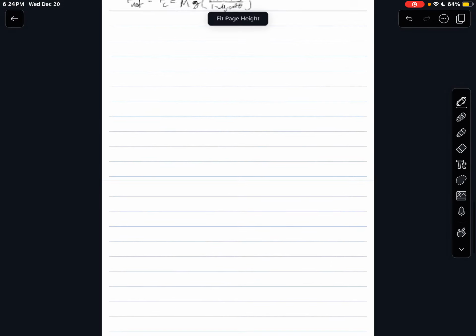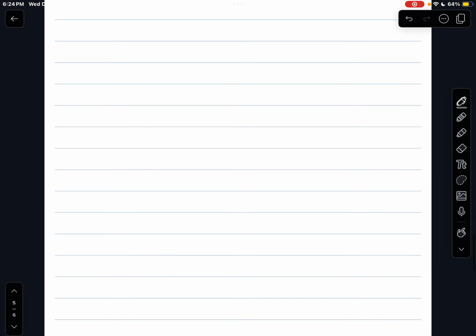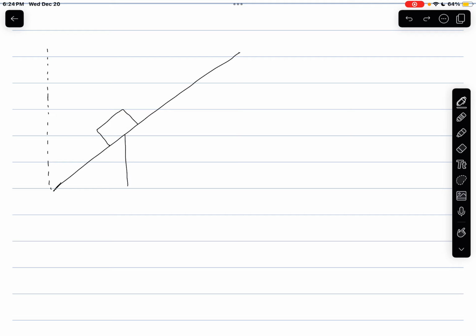So let me draw the plane right here. Or let's just do another page. I'm going to make it very big so it's easier to see. The plane right there. This is the block, and this is the center of the cone. And there's FG, and this is going to be FGY and FGX.